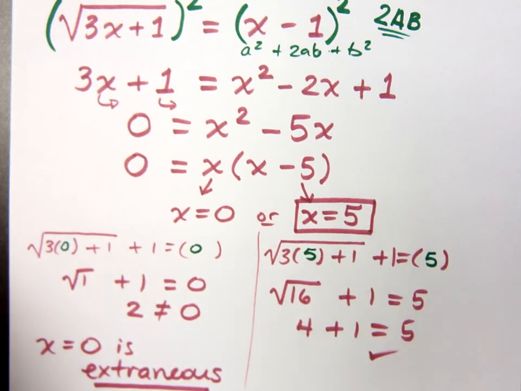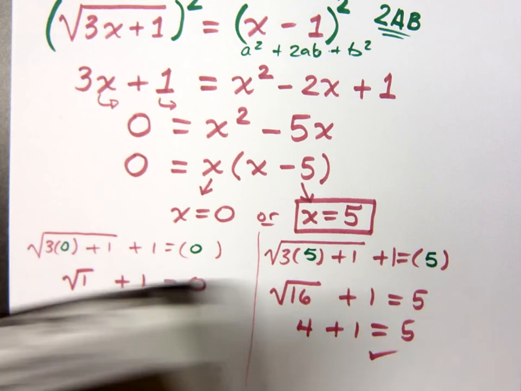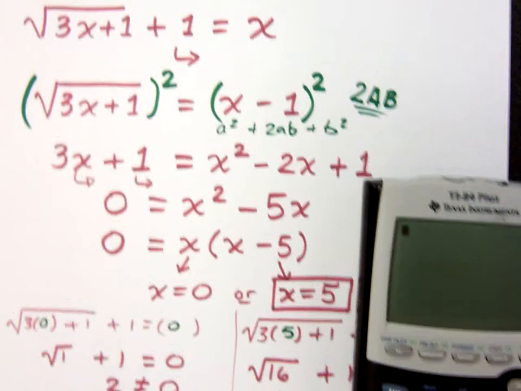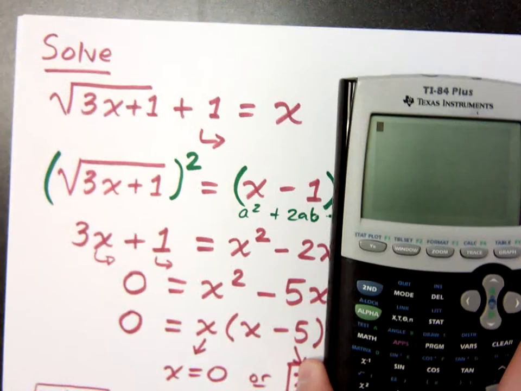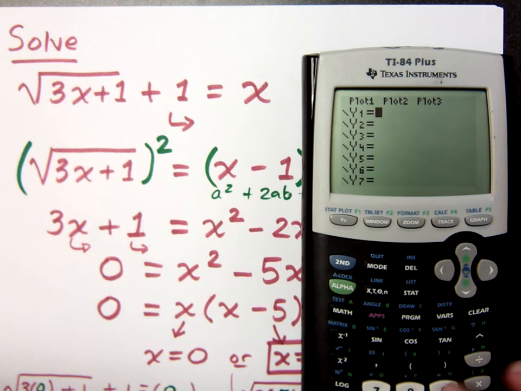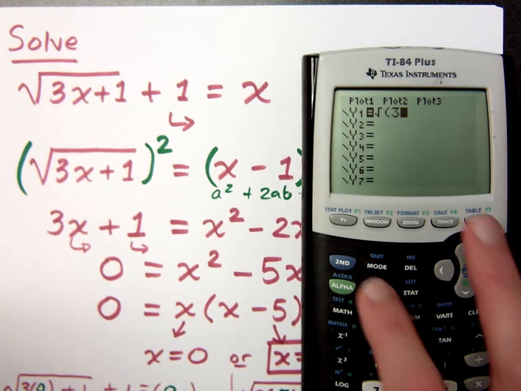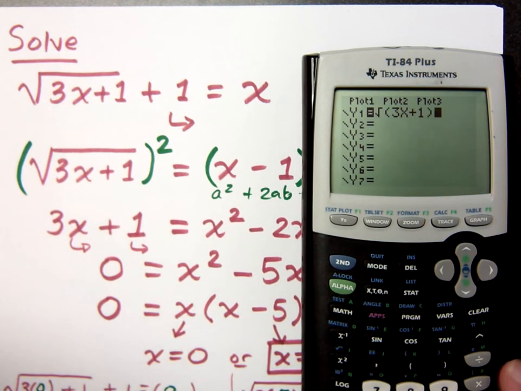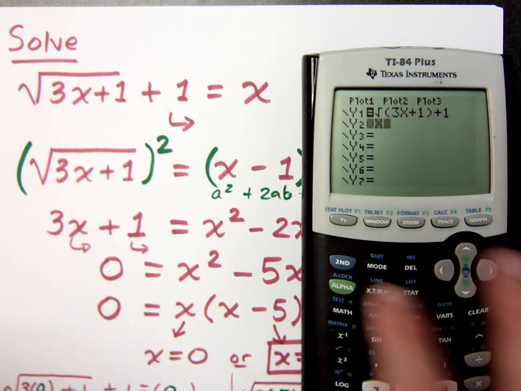Now, what we want to do is check with the graphing calculator. So let's get that set up. All right, let's go back to the original equation that we have up here. So I'm going to graph this. So I have the square root of 3x plus 1. Make sure you do close off your parentheses for the square root. Plus 1. I want to find out, where does this guy equal x?